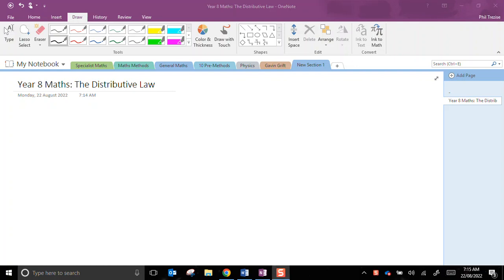Hi everyone, this lesson is going to be about the distributive law, sometimes known as expanding. So let's begin with an example. Imagine I had 3 multiplied by x plus 6. Now there's different ways to set this out.